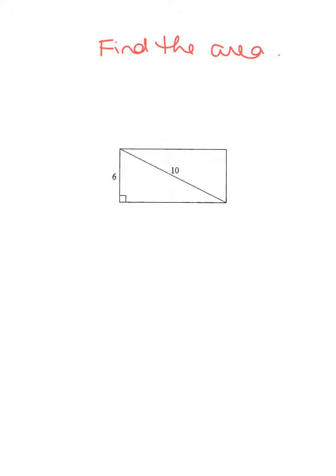Now in our last diagram for today, we're again going to find the area. So I know my width is 6, so I need to find my length right here. I notice I have a right triangle, and I notice that I have 6 and 10. This is actually going to be a triple. So this side right here is going to be 8. So I have a 6, 8, 10 triangle.